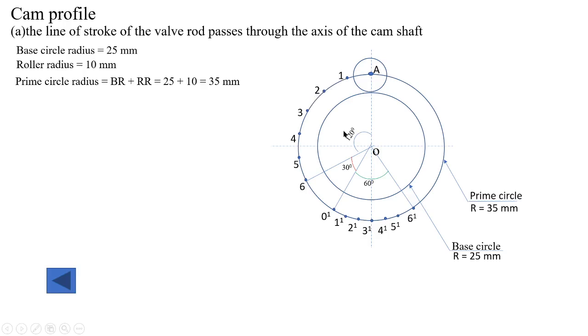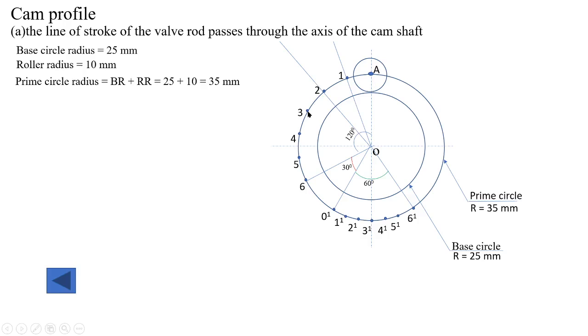So after dividing the outstroke and return stroke into 6 equal parts, connect the point 1 with the center O and extend the line behind the prime circle. Similarly connect the point 2 with the center and extend the line behind the prime circle.